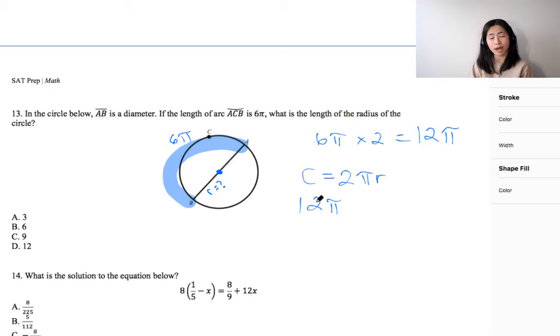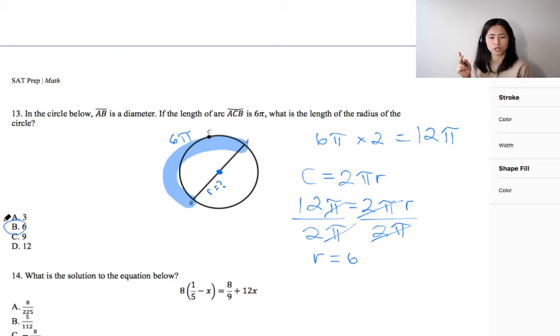We plug in 12 pi for the circumference, and then this is going to be equal to 2 pi r. Dividing both sides by 2 pi, this should give us 6. So r is equal to 6, which is b. Does that make sense? We just have to double that because it's half of your circumference. And by the way, what's the circumference? Your circumference is basically your perimeter that encompasses your circle on the outside. So it's exterior, so you're going this way until you get to A again.